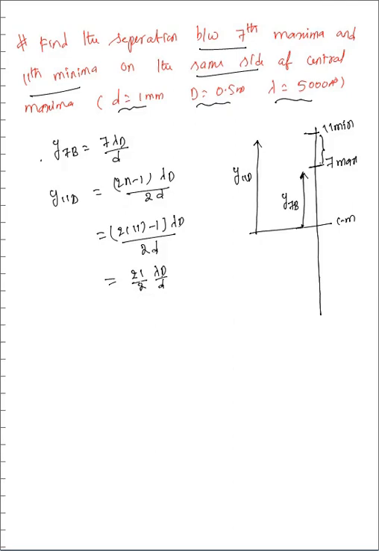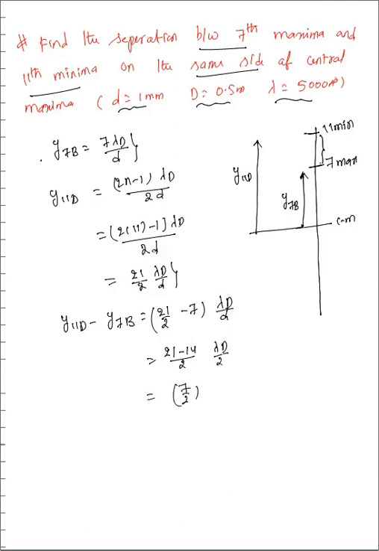Y 11th dark minus y 7th bright is equal to lambda D by d common from these two. So 21 by 2 minus 7: taking the common factor, 21 minus 14 divided by 2, times lambda D by d. That is nothing but 7 by 2 times lambda D by d.